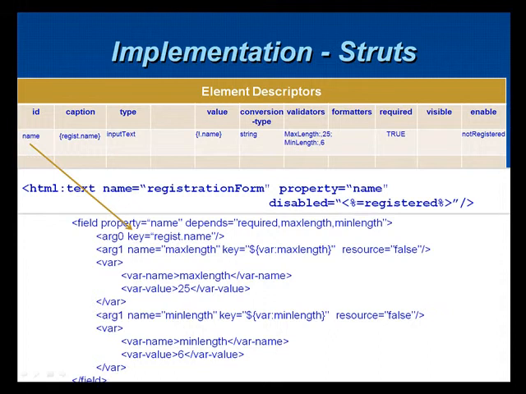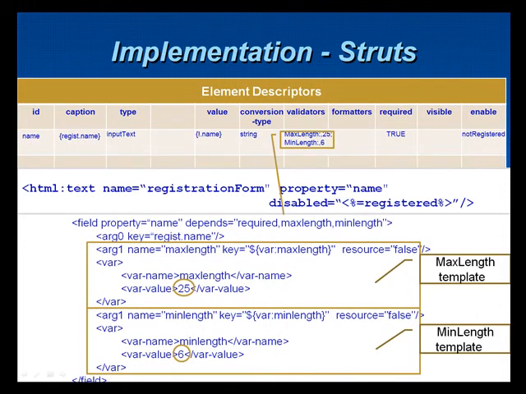The specified validators involving maximum and minimum lengths have equivalent standard validators within Struts. They are specified within the depends attribute. Their validation parameters have placeholders within the template. The required specification is also specified within the depends attribute. This validator does not have parameters.